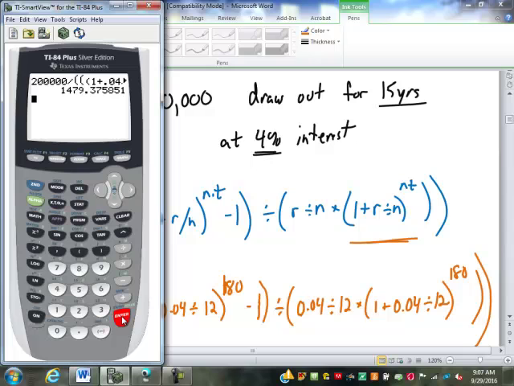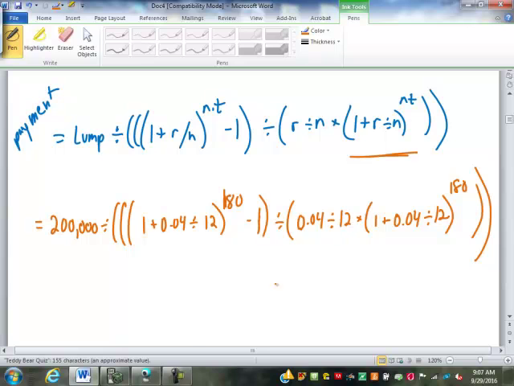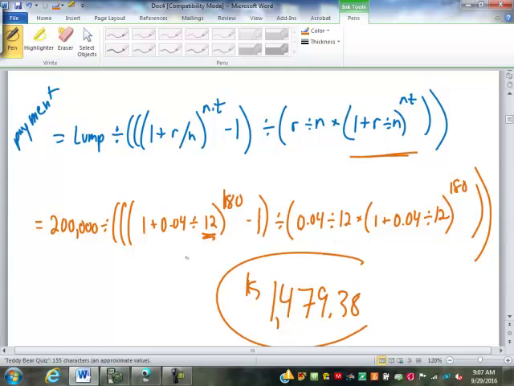There we go. So if you had $200,000 sitting there, even if only drawing 4% on it, you'd be able to take out $1,479.38 per month. That's why we had the 12 here. If we just put a 1 in there, then that would be your amount per year. You'd be able to take out about $18,000 a year.